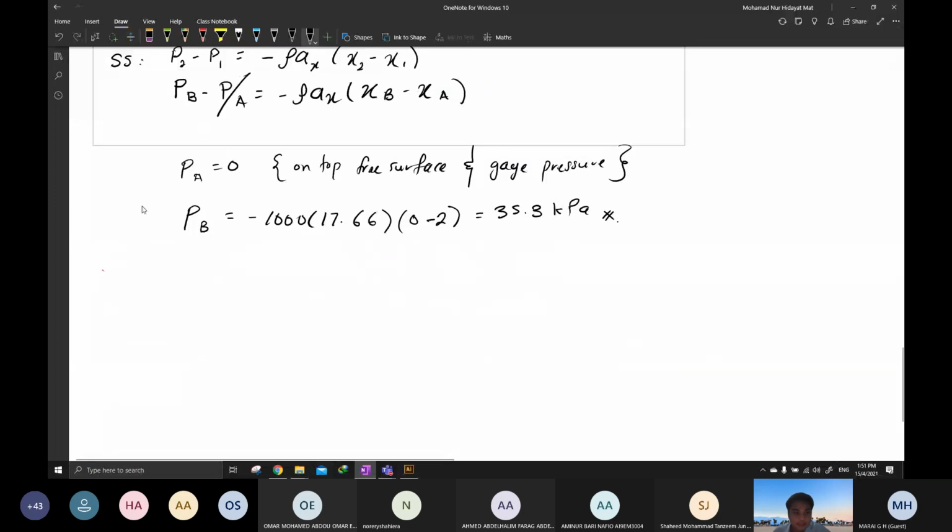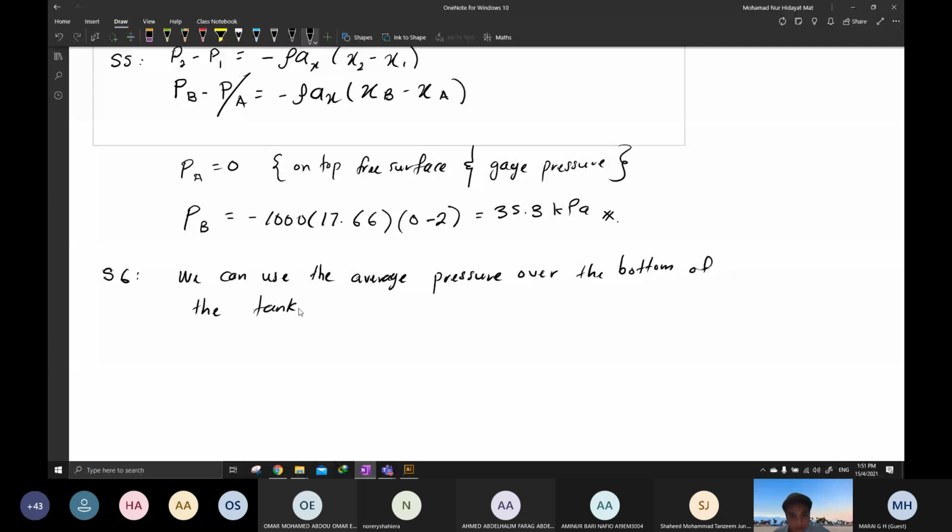So step number 6: we can use the average pressure over the bottom of the tank. Okay, so we know already force is equal to pressure multiplied by the area.